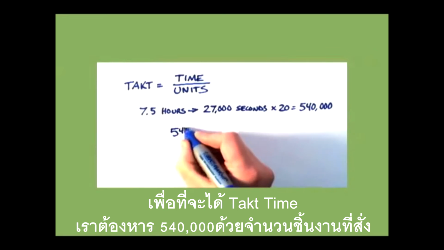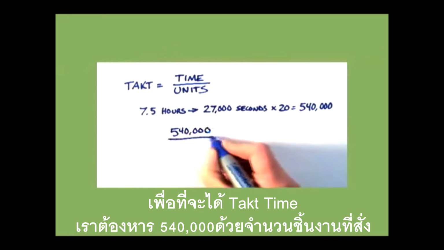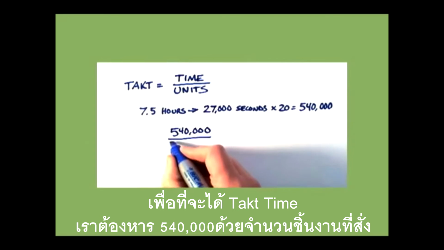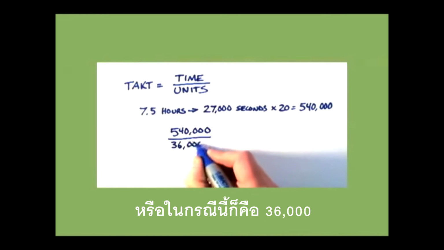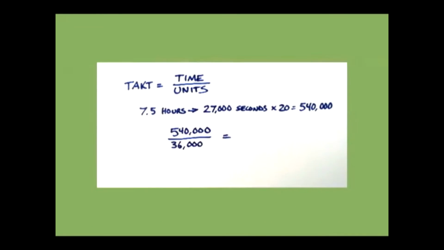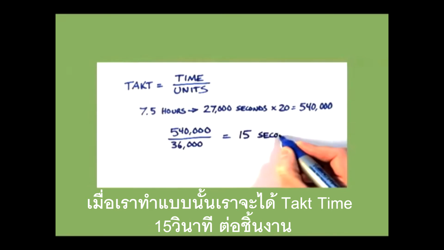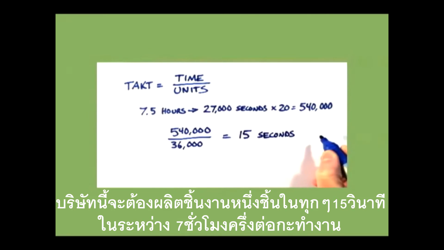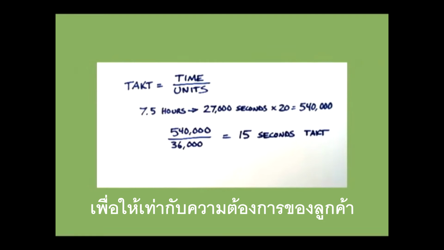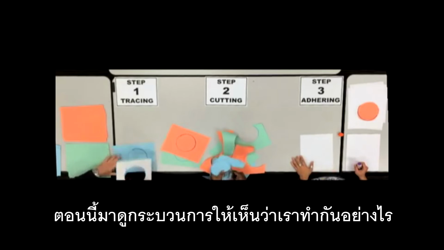To get takt time, we need to divide 540,000 seconds by the number of units ordered, or in this case, 36,000. When we do that, we get the takt time of 15 seconds per unit. This company will need to produce 1 unit every 15 seconds during their 7.5-hour shift to meet their customer's demand. Now let's watch the process to see how we do.